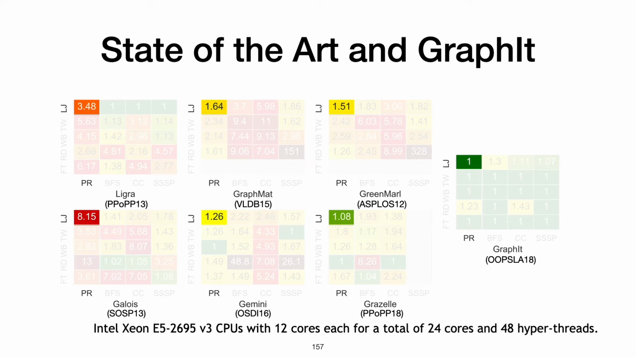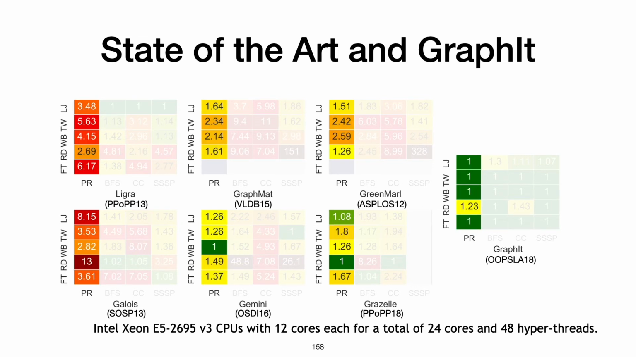What I'm showing here is PageRank on the LiveJournal graph. So 1 means you got the best performance. The rest of the numbers are how many times off they are from the best performance. So LightGraph is about 3.48 times slower than the best performance in here. And Gaua is even worse. Whereas GrAPL is only 8% slower than the best performance within GraphIt. So that's only for one benchmark on one graph.